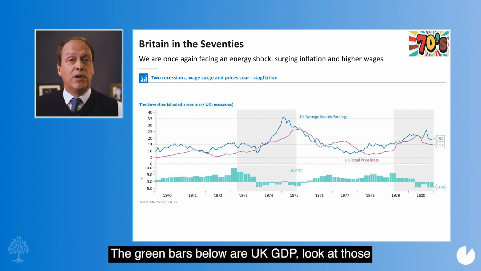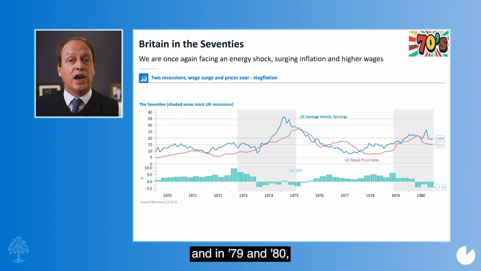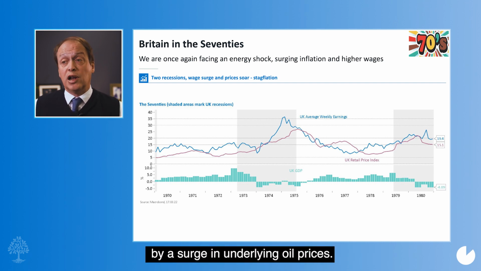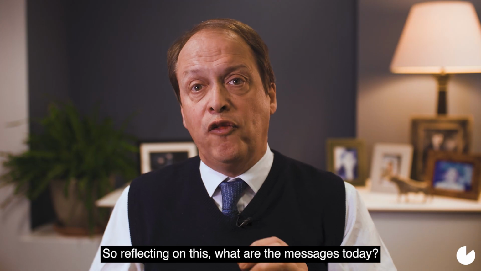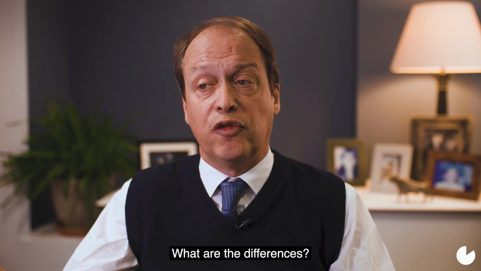The green bars below are UK GDP. Look at those sharp dips negative in 73, 74 and 75 and in 79, 80. There were 2 punishing recessions that were accompanied by a surge in underlying oil prices. So reflecting on this, what are the messages today? What are the parallels and what are the differences?